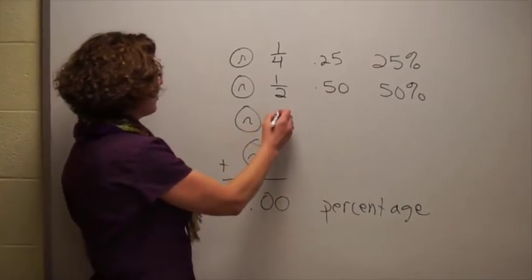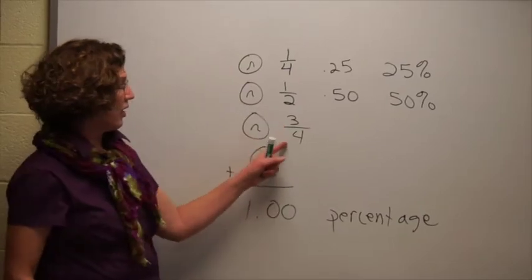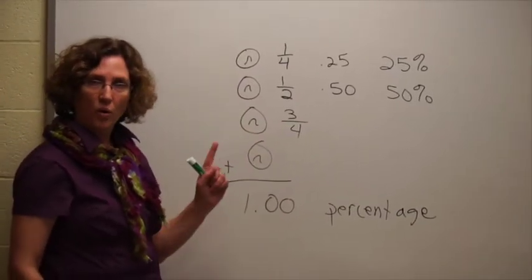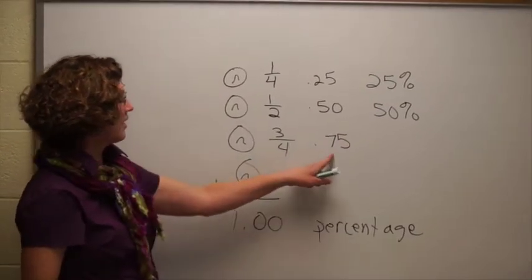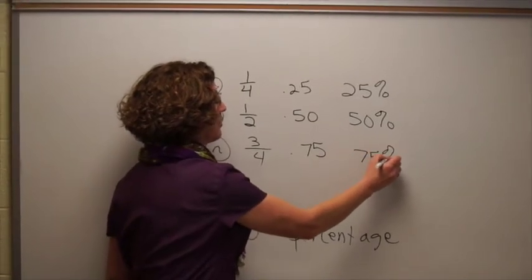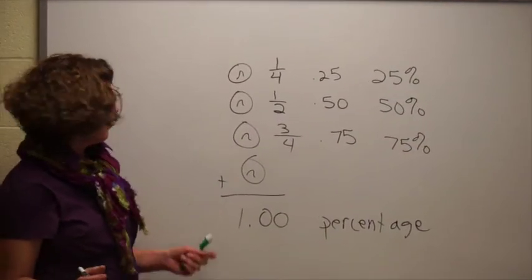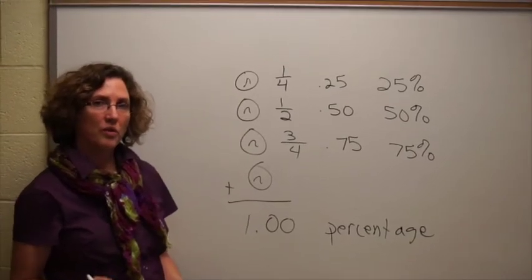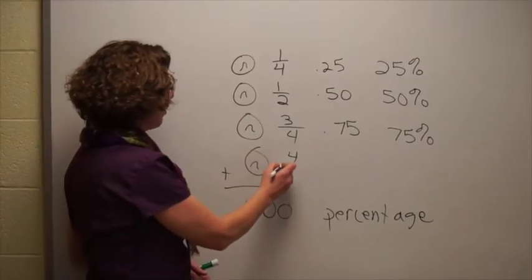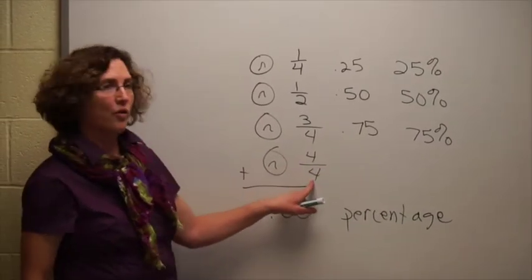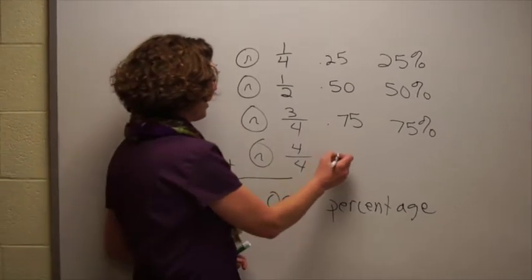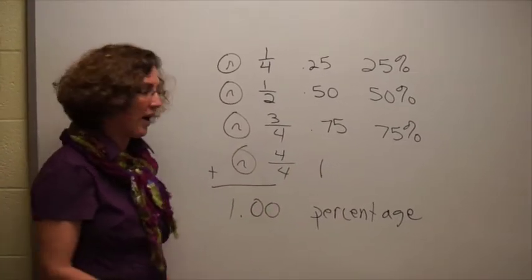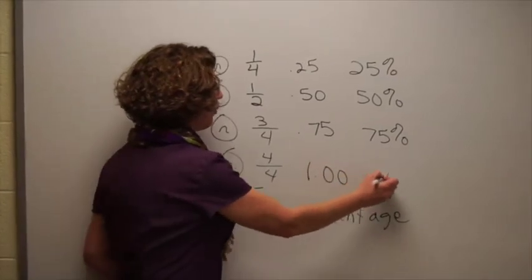Now, if you have 3 quarters, you have 3/4 of a dollar, or 75 cents, right? 25, 50, 75 cents, or 75% of a dollar. Now, if you have 4 quarters, you know that you have 4 quarters out of 4 whole parts. You have 4 parts out of 4, or that's the same as writing 1, we know, in fractions, or $1, or 100%. Now take your calculator.